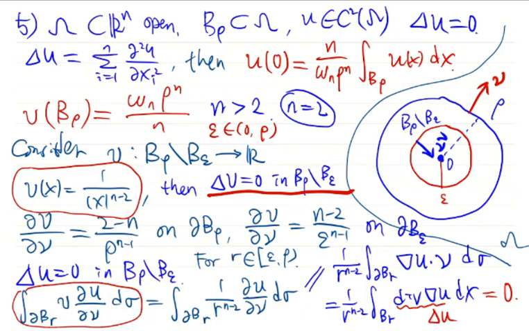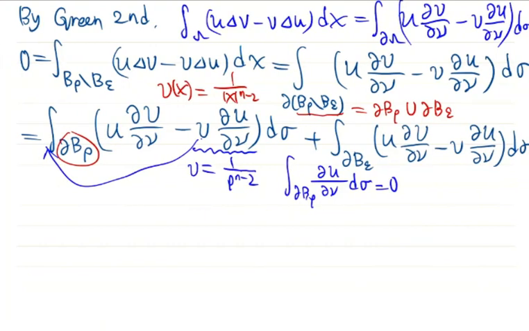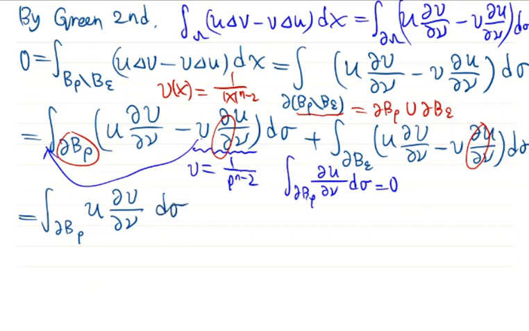We know this for every r in this interval. So using this result, the integral of this term is 0. Similarly, the integral of this term is also 0. So these two terms disappear, and we obtain the integral of u over the sphere of radius rho plus the integral of u over the sphere of radius epsilon, sorry.